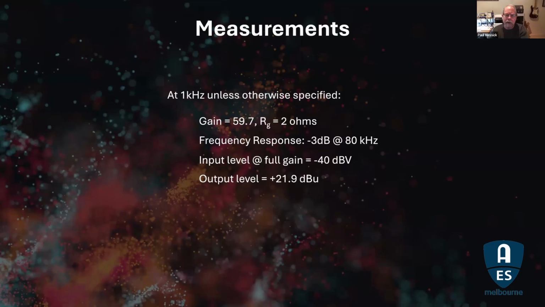Input level at full gain, minus 40 dBV. That's about just below clipping. So the output level, 21.9. Our target was 22, pretty close.